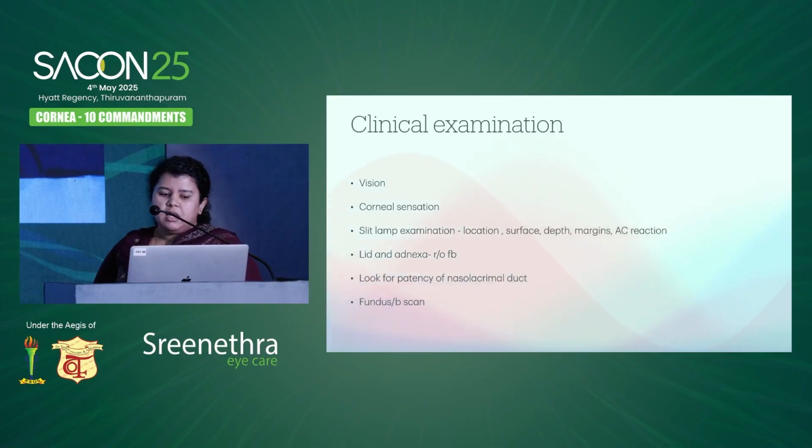In clinical examination, it's always important to examine the visual acuity and correlate it with your ulcer, and check for corneal sensation. In slit lamp examination, do a detailed examination of the location, surface, depth, the margins, and the AC reaction. Always evert the lid and look for a foreign body. Look for patency of the nasolacrimal duct, and do a fundus examination where possible, or do a B scan. In case the visual acuity is not correlating with the degree of ulcer, always do a B scan and look for posterior segment pathology.